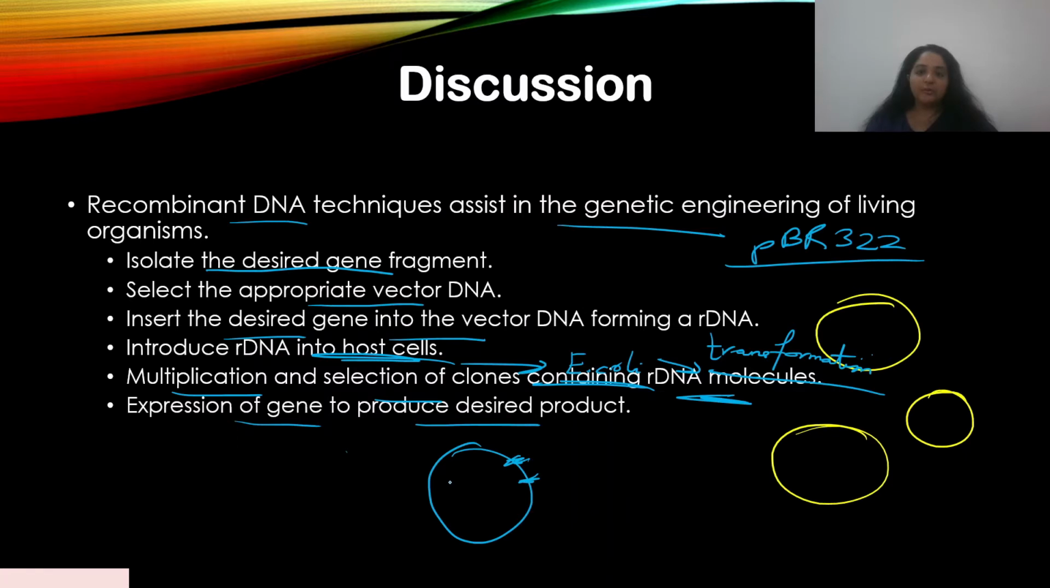All right, so obviously then you need to perform a test where you identify the cells which contain the transformed, that means the new rDNA molecule, and which ones don't have it. Once you do that, you can then produce the desired product, because we don't want the cells which don't have the rDNA. That is not of our interest, right? We only want the cells which contain the rDNA. So these are the different steps that are used in genetic engineering to produce the rDNA and then eventually produce the product that we want.